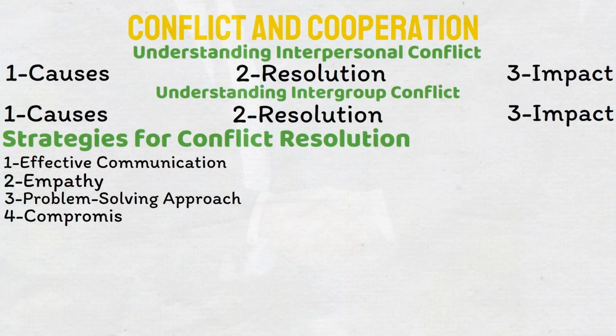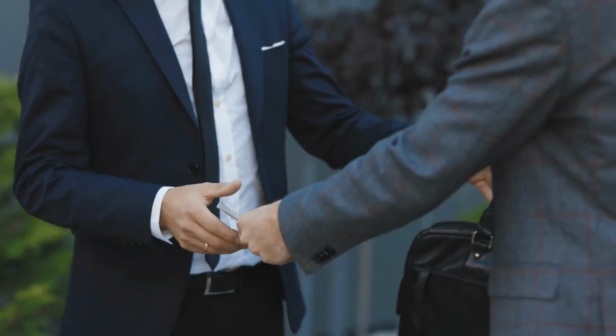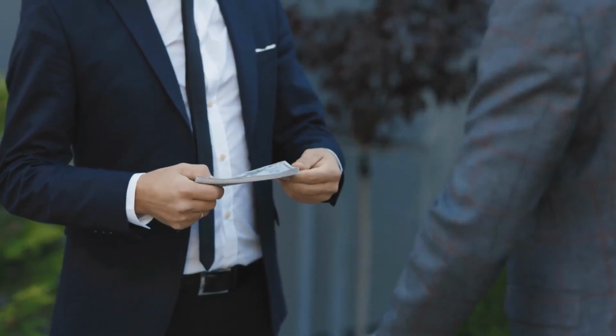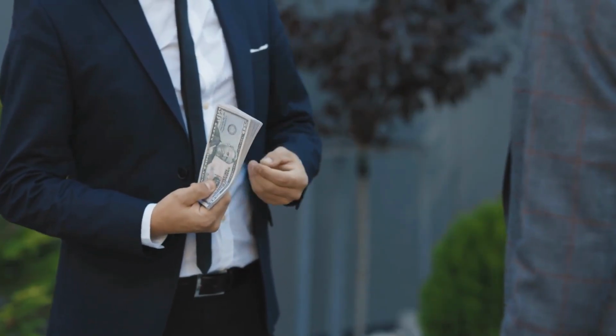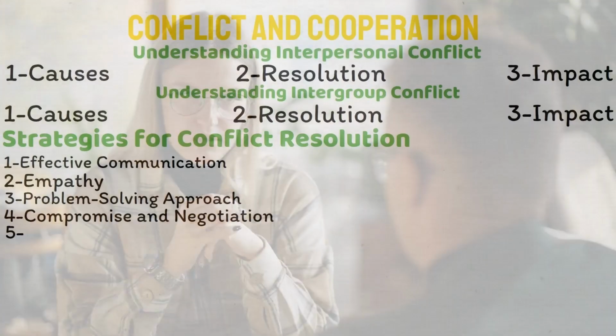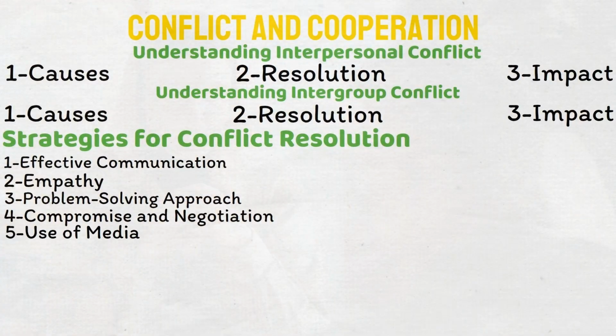Compromise and negotiation. Finding a middle ground where each party makes concessions can be an effective way to resolve conflicts. Negotiation skills are crucial here, involving give and take to reach a mutually agreeable solution. Use of mediators. In situations where parties find it difficult to reach a resolution independently, the intervention of a neutral third party or mediator can be beneficial. Mediators can facilitate communication, clarify misunderstandings, and help in exploring solutions.